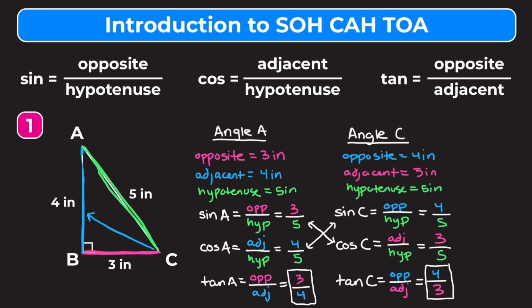So hopefully this video helped you guys understand how to use SOHCAHTOA a little bit better. If you guys want to learn how to actually apply this acronym and this rule to finding sides and angles in a triangle, you should check out our other video, which teaches us how to find missing sides and angles in right triangles using SOHCAHTOA.